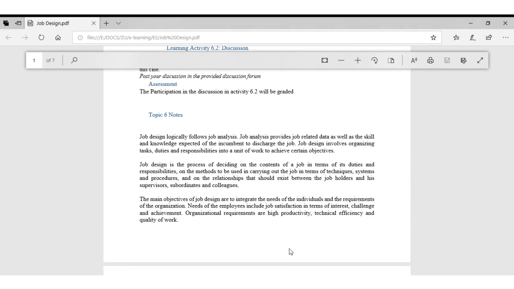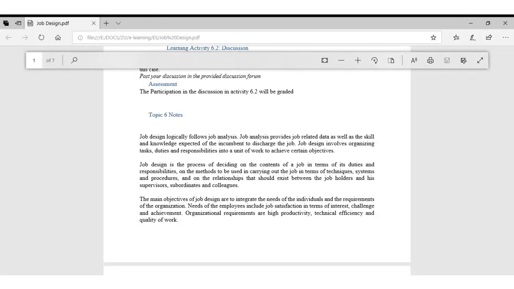And now, further, the definition, it said that is the process of deciding on the contents of a job in terms of its duties and responsibilities, on the methods to be used in carrying out the job in terms of techniques, systems, procedures, and on the relationships that should exist between the job holders and the supervisors, the subordinates, and the colleagues. Lengthy explanation there. So job design, we said, is a process of deciding on the contents of a job. What is it that should be part of that job and not in the other job? So there's job A, there's job B. What should be in job A? What should be in job B?